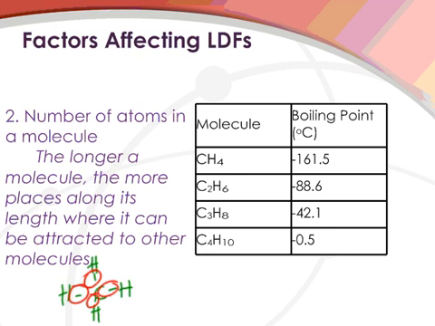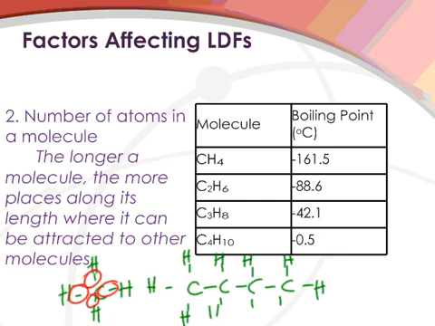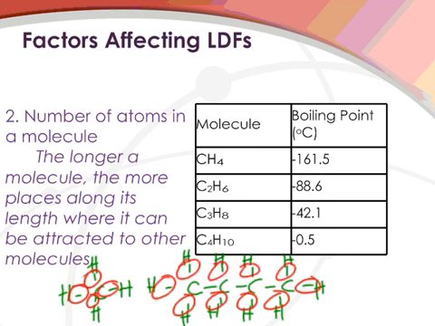But if we look at C4H10, and I draw in all my H's, there we go. I've got lots more areas, lots more electron clouds that can be deformed, lots more potential to have those instantaneous dipoles. So what ends up happening, the dipoles end up being a little bit stronger, and again, my boiling point increases.